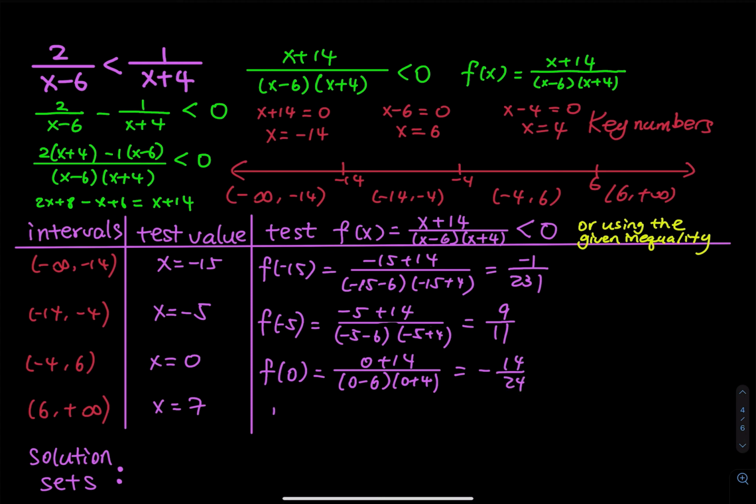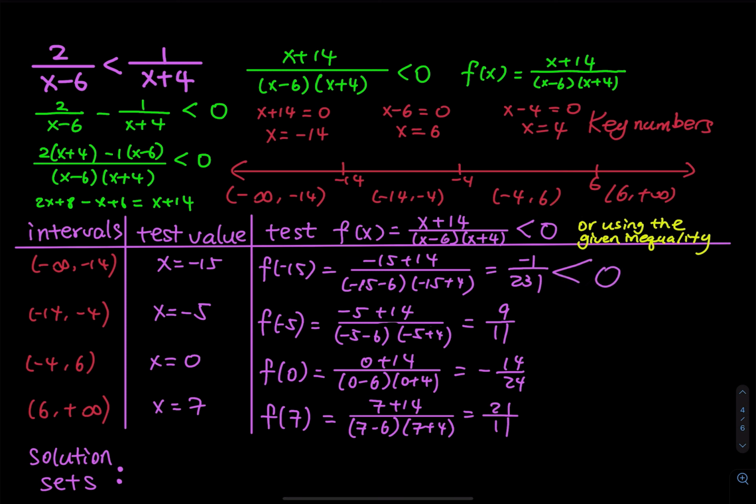Then f of 5: 5 minus 2 is positive, 5 minus 6 is negative, 5 minus 4 is positive, so this is negative. And then the last one, f of 7: 7 minus 2 is positive, 7 minus 6 is positive, 7 minus 4 is positive, so everything is positive. Now, we are looking for less than 0, right? Which one is less than 0? Simple. The first one and the third one are less than 0. So we are taking these two intervals into the solution set.